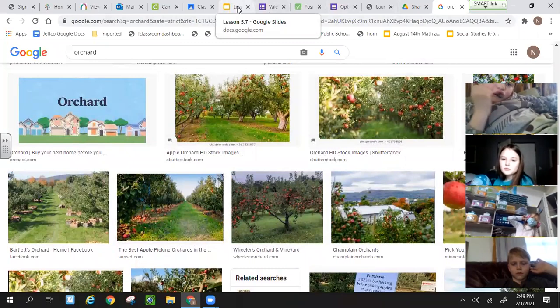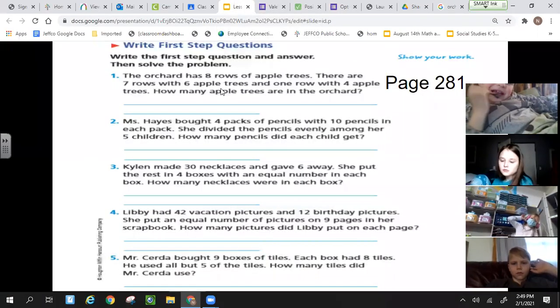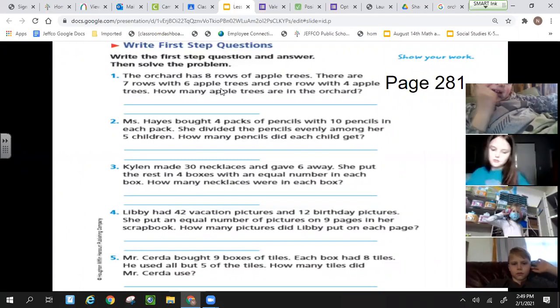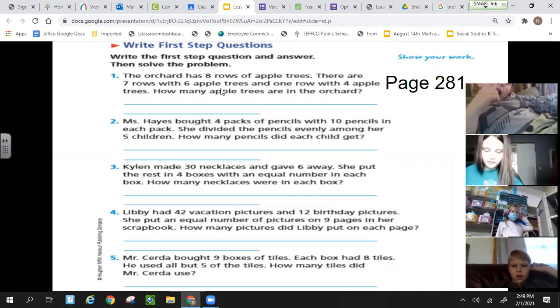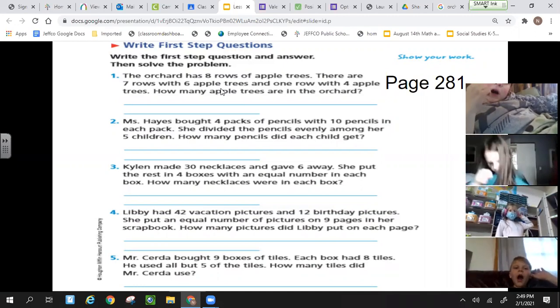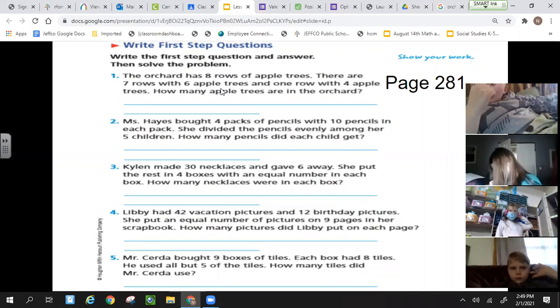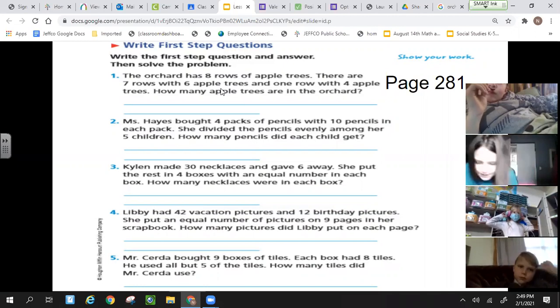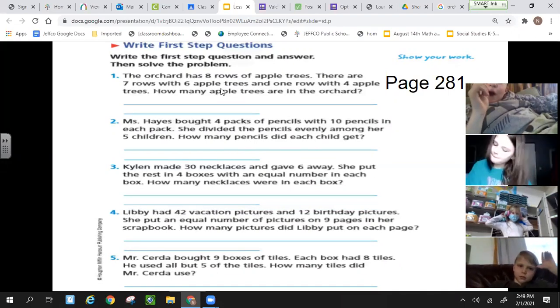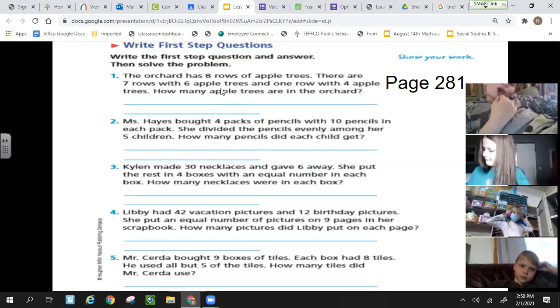So now hopefully you can visualize this orchard with 8 rows of apple trees, 7 rows with 6 apple trees, and 1 row with 4 apple trees. So it's not really an array. This is kind of tricky. Now that you've visualized, I want you to try to figure out where we would stop the first step. What do we need to find out first? What do you think?